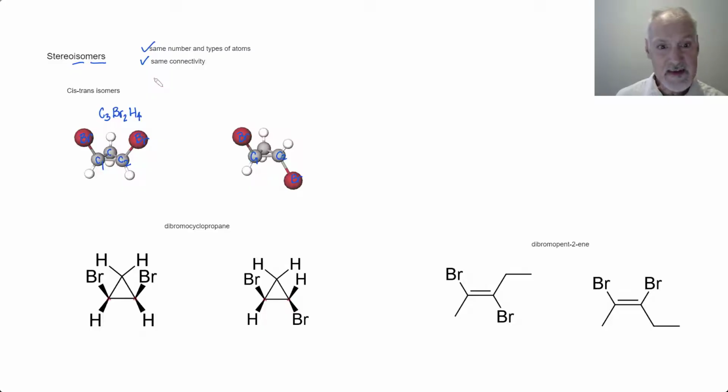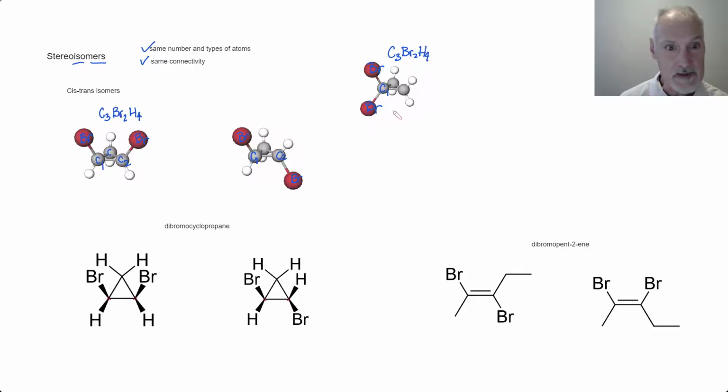Now, this is different than in structural isomers. Just to review those, here I have a substance that also has the formula C3Br2H4. However, the connectivity is different. On carbon number 1, I have a bromine, and so is the second bromine. This leads to what we call our structural isomers that were covered in an earlier program.